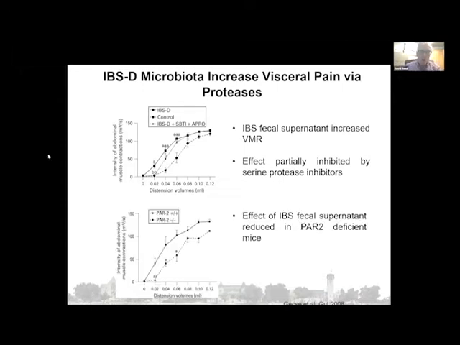They then went on to look at the receptors, and they used the protease activated receptor 2 deficient mice and infused the IBS fecal supernatant in these mice, and also found that it inhibited the VMR response compared to the IBS fecal supernatant infused into the wild type mice. And this all suggests that the microbiota in these IBS patients is secreting a pro-nociceptive protease.